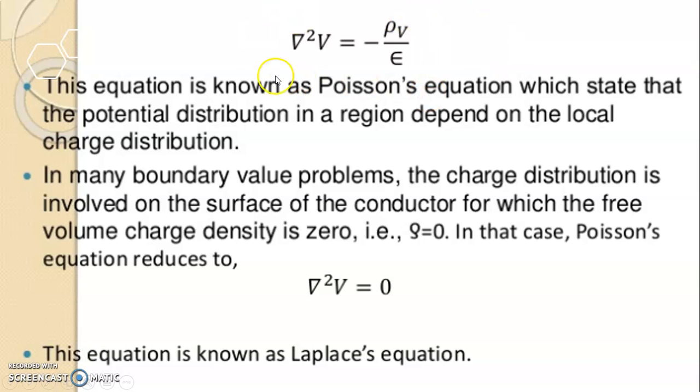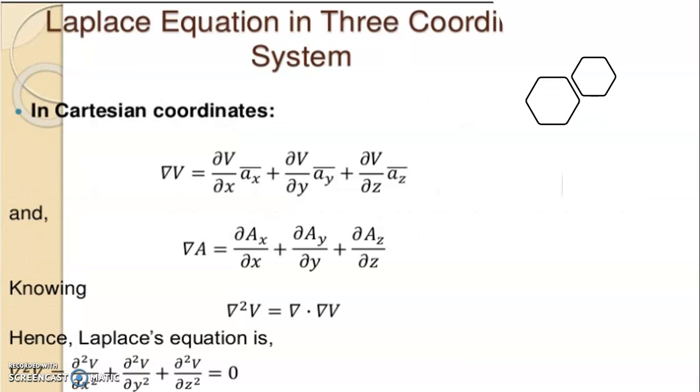So from Poisson's equation, we can obtain the Laplace equation. This is a particular case of Poisson's equation, and this derivation is very important. It always comes in examination along with numericals. So we can say that del square V is equal to minus rho V upon epsilon is Poisson's equation, and del square V is equal to 0 is nothing but the Laplace equation. Now we'll see numericals one by one.